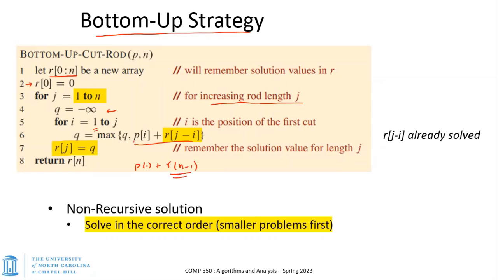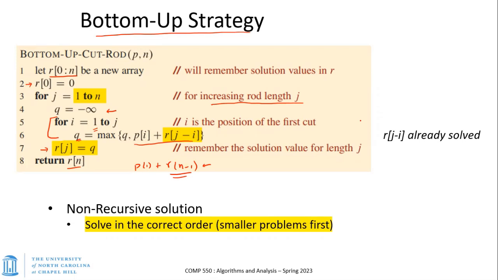Because we're going bottom up, that indicates that we've already solved the smaller problems. So our n minus 1 is going to be a table lookup rather than a recursion. Once we've found the optimal solution for q, we save that in the revenue table, and we return the entire table. So that's the bottom-up strategy with memoization.